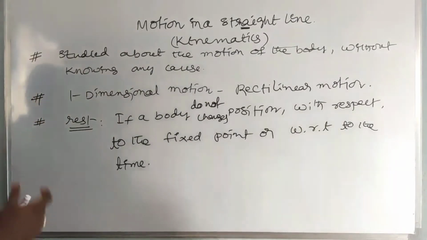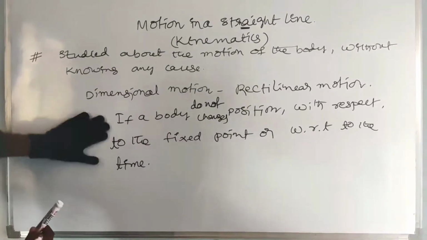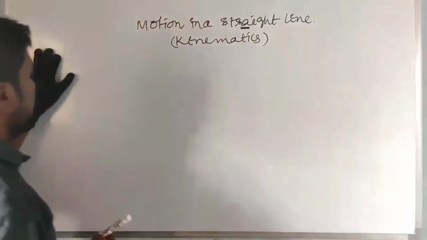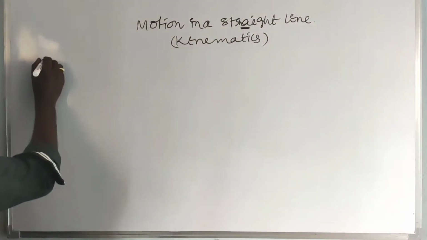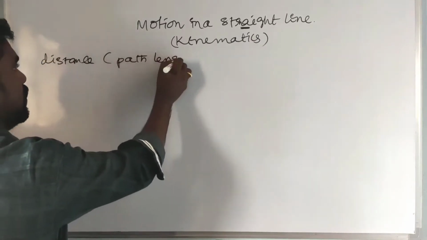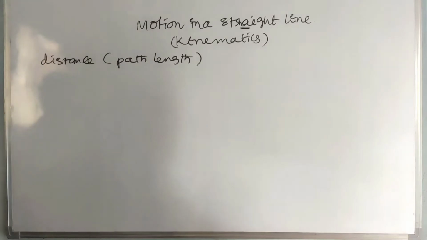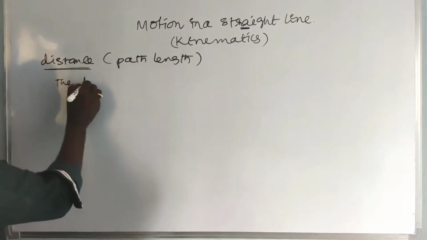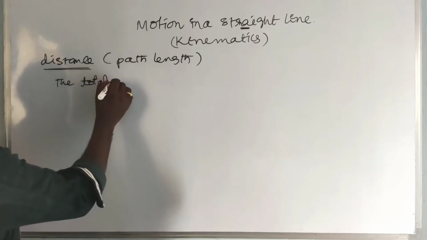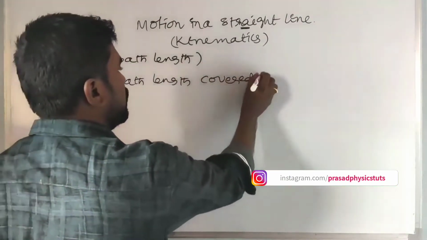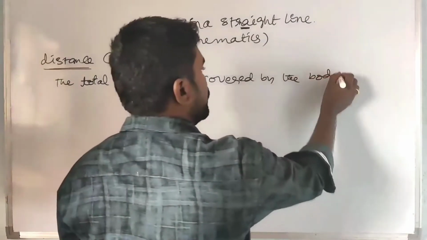Okay, now we are studying about displacement and distance. So distance and displacement both are very, very important topics. Distance is also known as the path length. Distance is nothing but path length. So what is distance? The distance is the total path length covered by the body. Path length covered by the body is called distance.